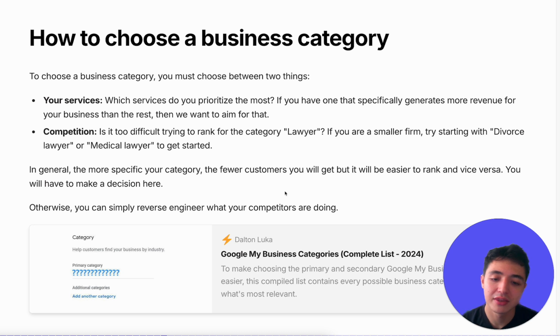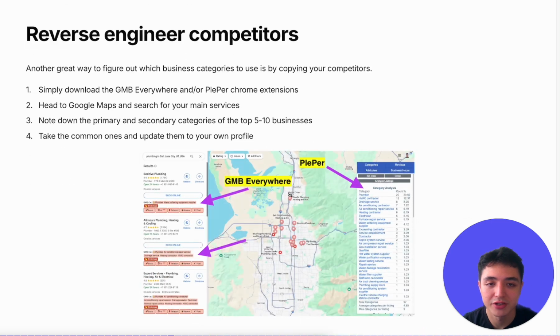So the other way you can do this is simply to reverse engineer what your competitors are doing. For this method, it's very simple, but it's a great way to figure out what business categories you want to use by copying what your competitors are doing and what's working, right? So what you need to do here is download these tools called GMB Everywhere and/or Pleper, and these are just Chrome extensions that you can add.